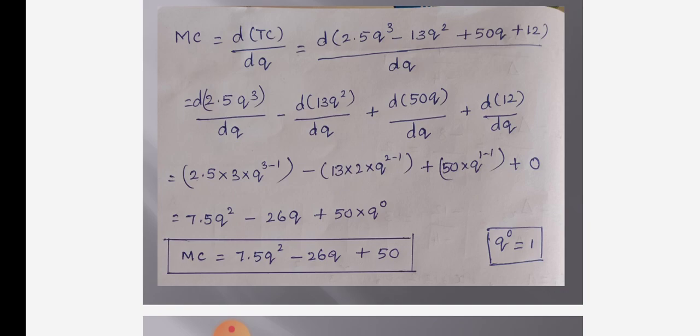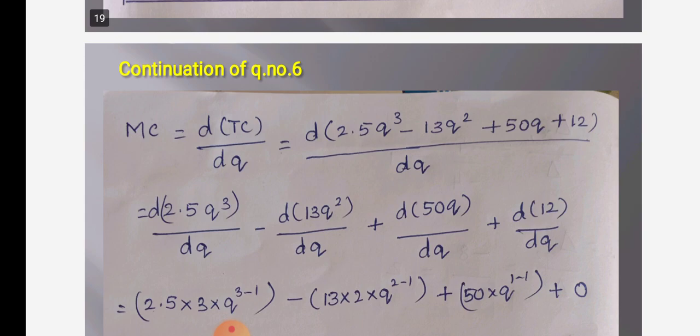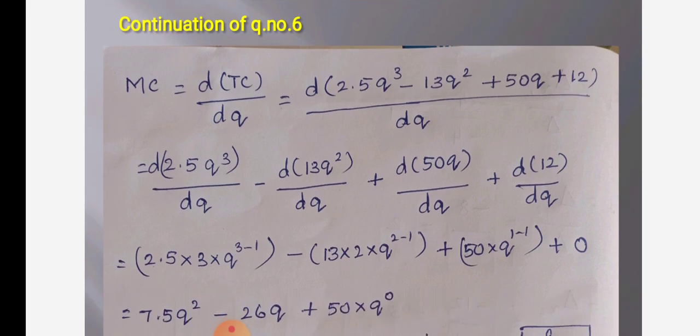If total cost is given, if you have to find marginal cost, you have to differentiate. That is, when a bigger value is given, you have to arrive at the smaller value, you need to deduce. Deducing is nothing but differentiation, reducing by 1 power. So MC is equal to, you differentiate total cost with respect to Q. Total cost function is what? 2.5q cube minus 13q square plus 50q plus 12, you differentiate with respect to q.